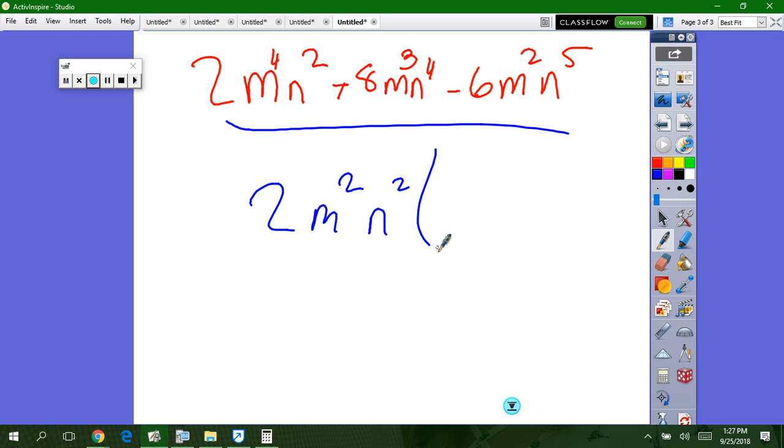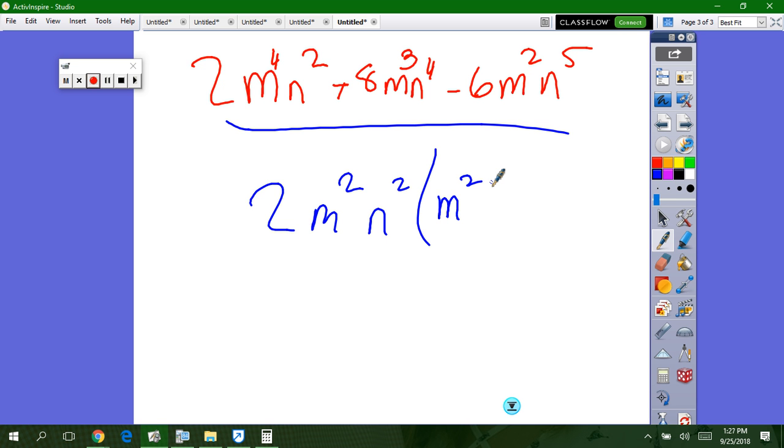Caitlin. If I pull a 2m squared n squared out of 2m to the 4th n squared, what's left over? Yours. And the reason being is because I'm dividing each of these, right? Remember we just talked about that. 2 divided by 2 is 1. M to the 4th divided by m squared is m squared. n squared divided by n squared is 1. Hence why it's just m squared n squared.